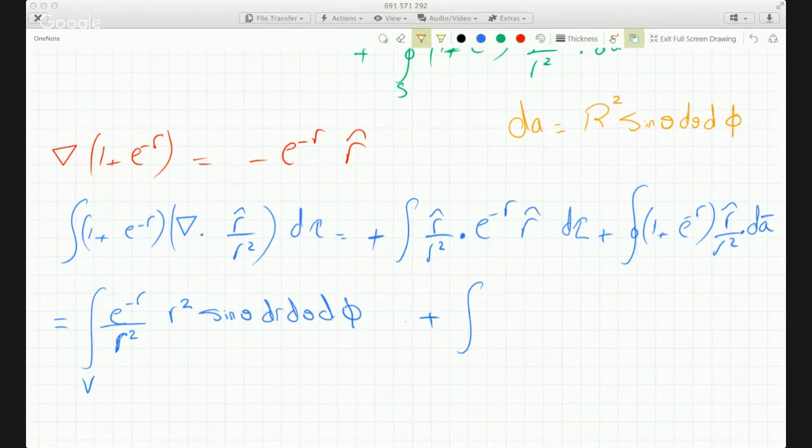right? And if I need this to be an element vector, a vector area, it is just in the radial direction. So this integral becomes 1 plus e to the minus r over r squared times dA, which is r squared. The dot product just becomes cosine 0, which is 1. So this is r squared sine theta d theta d phi.